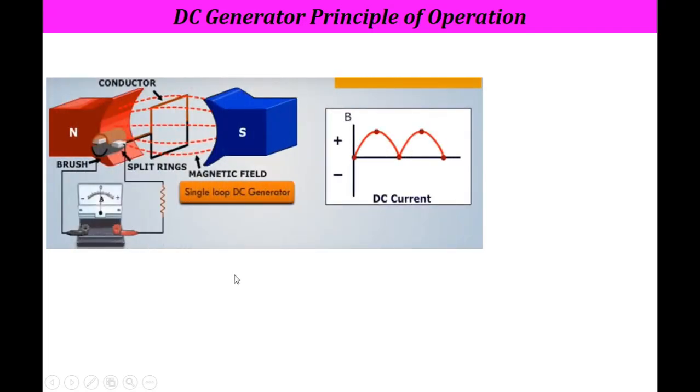So therefore, in this way, whatever AC is given to the field winding gets converted into DC. So here you will get this DC. So this is B, which we can also write as current I. So at 0 degree, then 90 degree, again at 180 degree, likewise the DC current will be produced. So this is the operating principle of a DC generator.